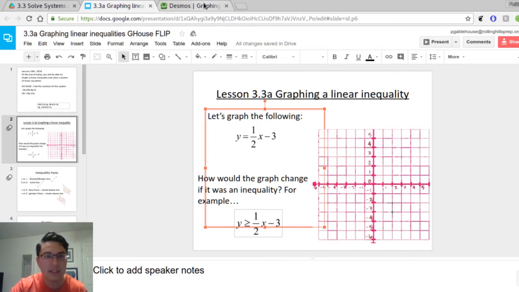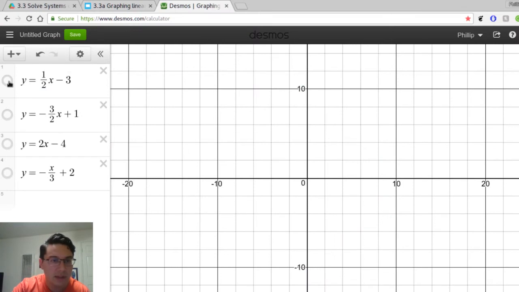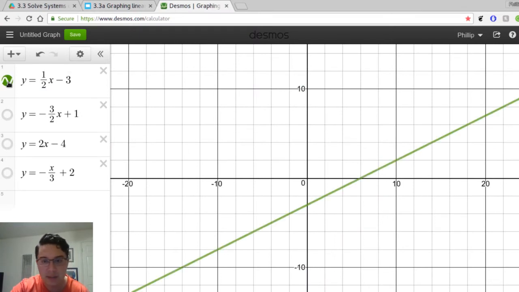I'll do this in Desmos so you guys can see it. Use some graph paper and go ahead and graph this line. y is equal to 1/2 x minus 3. When you do that, you should end up with a graph that looks like this.